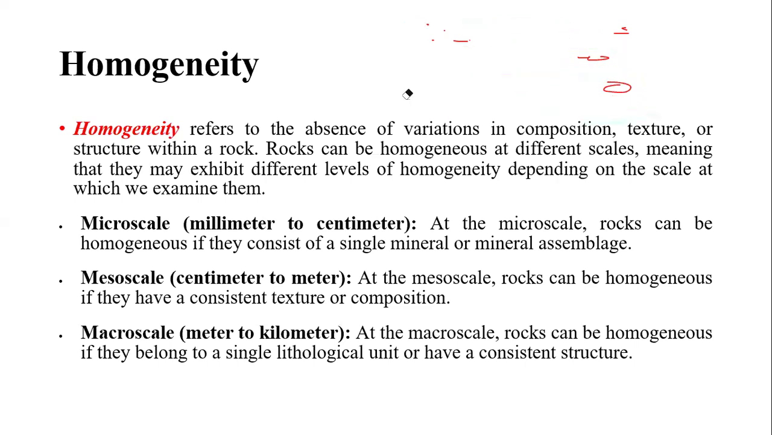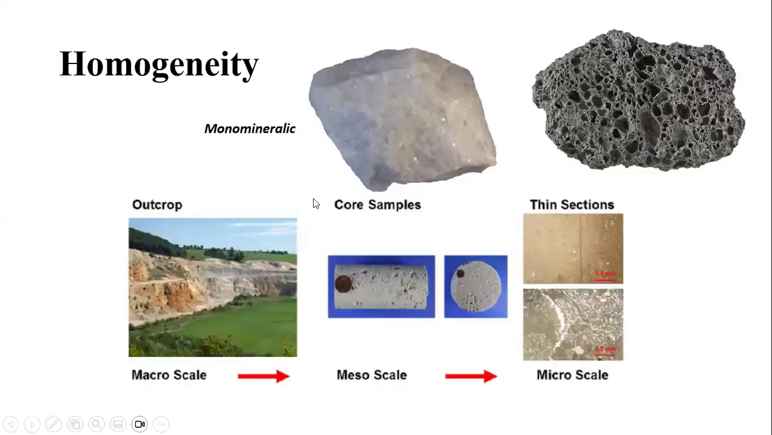Let's first look at the homogeneity. Like I said, I gave you the example of the monomineralic rock. It's homogeneous because it has the same composition, the same texture. Even this one, in terms of composition, it's all black, so you can see it's homogeneous.